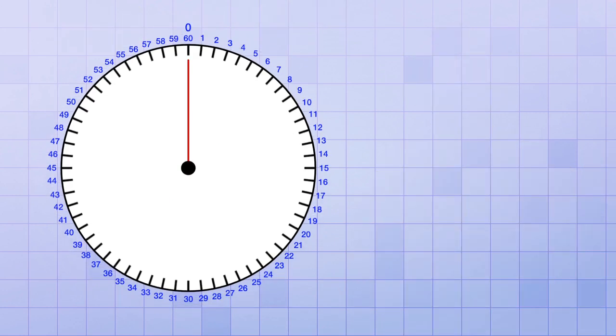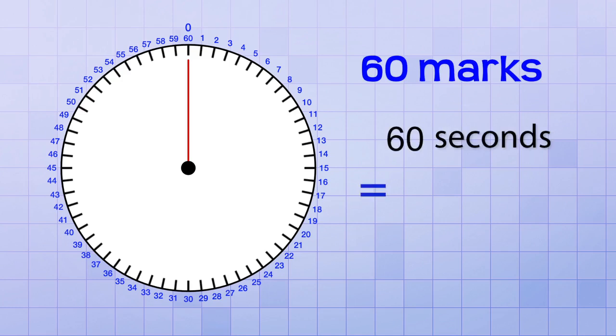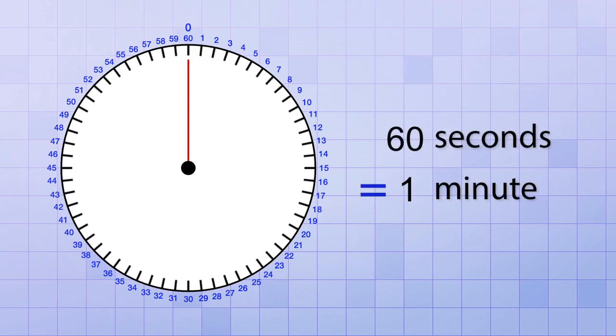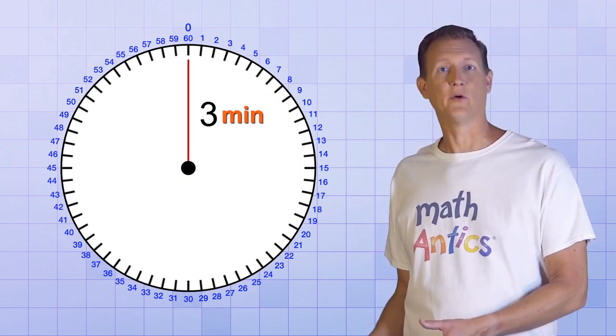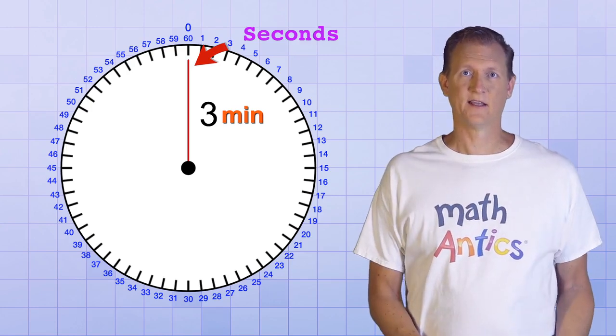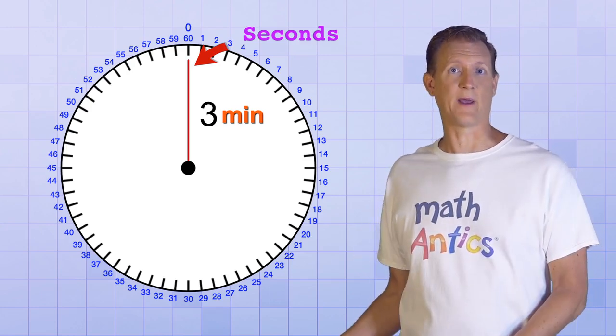The reason that there's exactly 60 marks around the edge of a clock is that 60 seconds equals 1 minute. That means when the second hand makes 1 full rotation around the clock face, exactly 1 minute of time has passed. And if it makes 2 full rotations, 2 minutes have passed. And if it makes 3 rotations, 3 minutes have passed, and so on. So even though the second hand is counting seconds, it also helps us know how many minutes have passed.